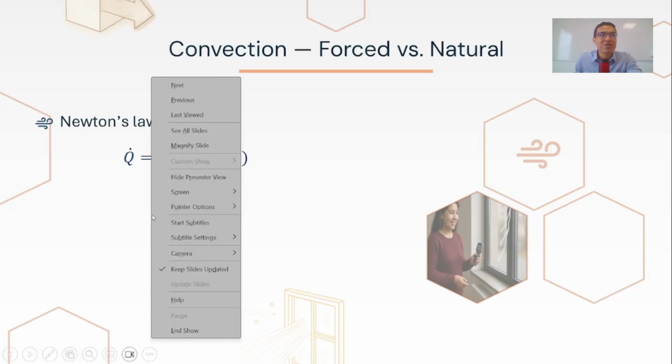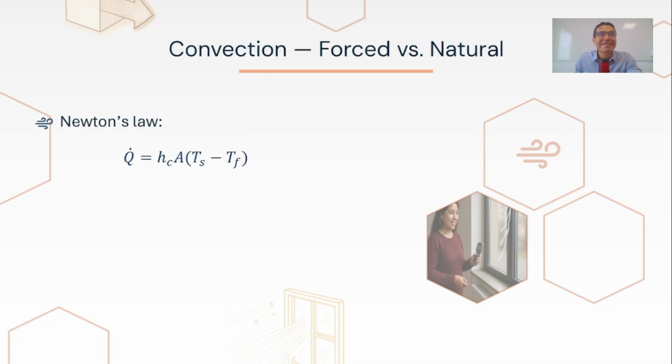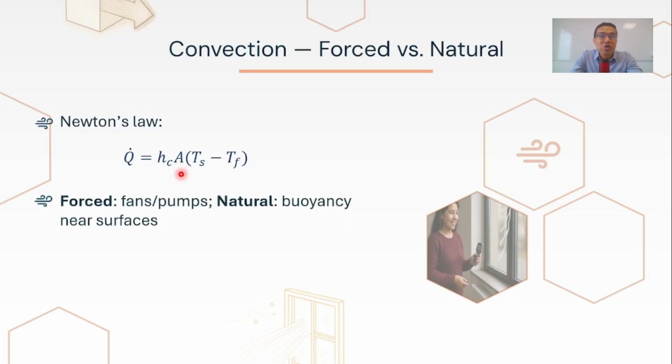Let's do this definition again with the pointer. This law says that the heat flow is proportional to the temperature difference here between the surface and the fluid, the constant of proportionality is the heat transfer coefficient here, and this is the area of the surface. There are two main types of convection: forced and natural convection.